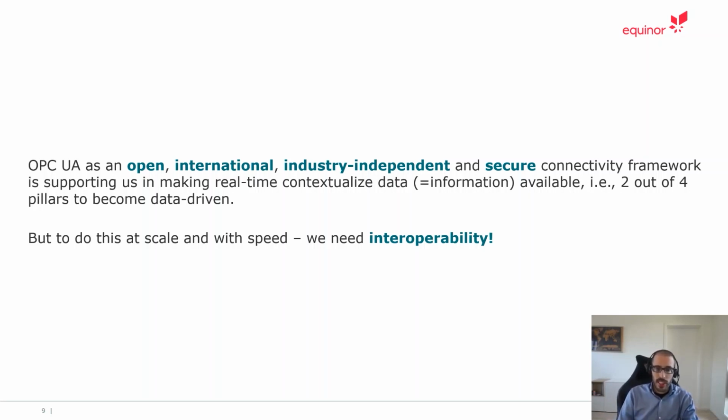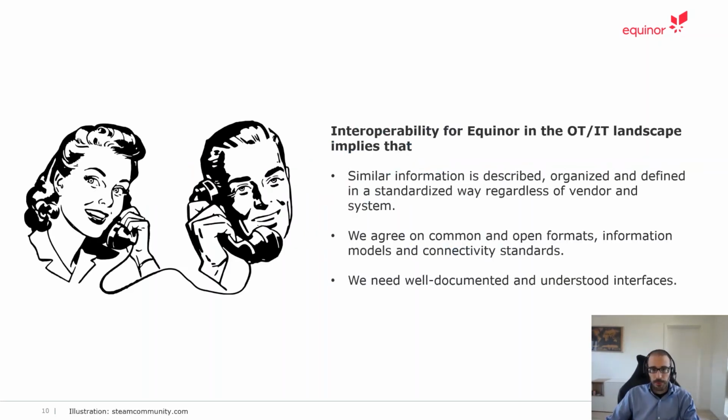But to do this and scale in speed, we need interoperability. So it is important that we also have our vendors implementing OPC UA, so we can lift out the data from the bottom level until our Omnia in a much easier and much faster way.